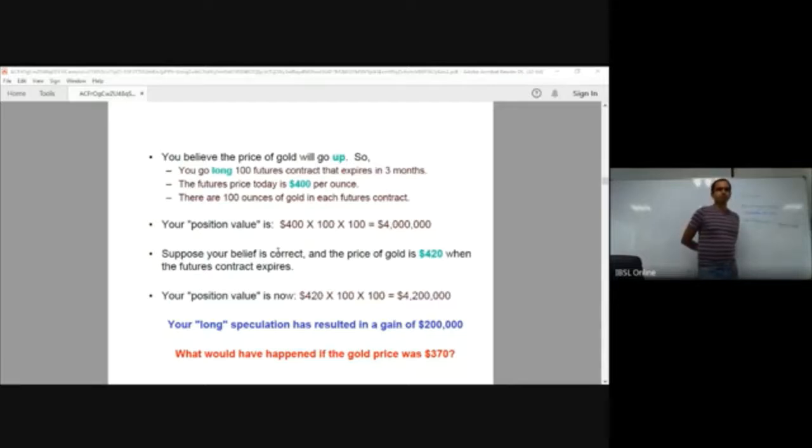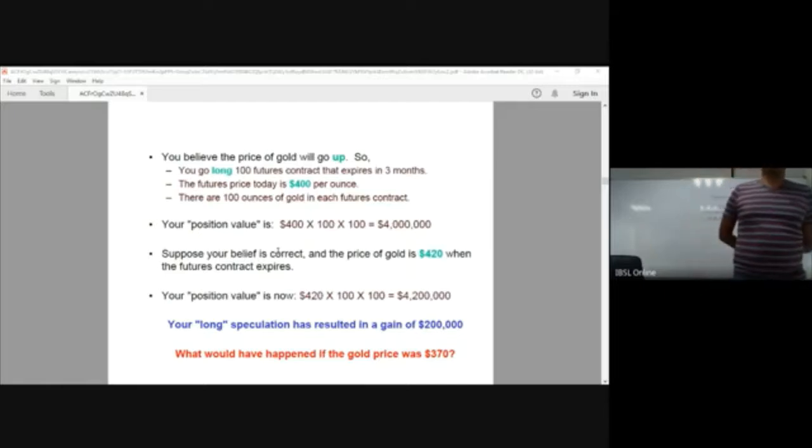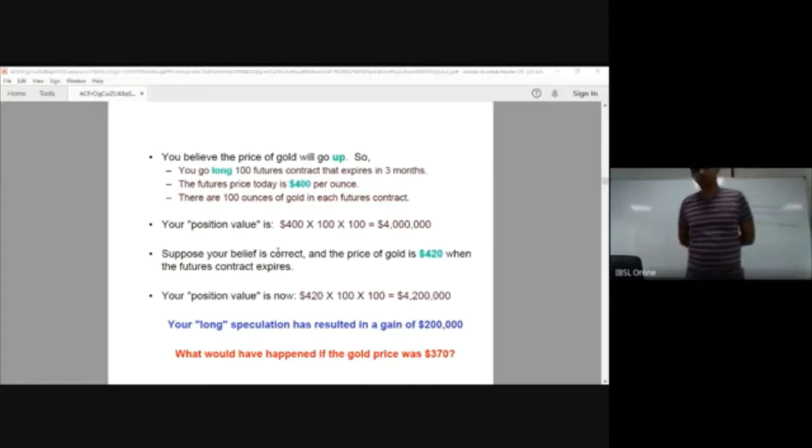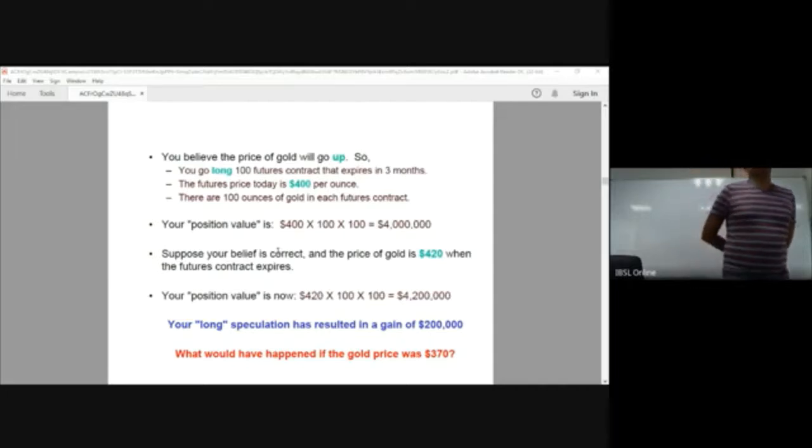Suppose your belief is correct and the price of gold goes to 420, right? So you bought for 400, the price goes up to 420. Then you make a $20 profit. Into 10,000, $20 into 10,000 is $200,000 profit. Isn't it? Your long speculation has resulted in a gain of $200,000.